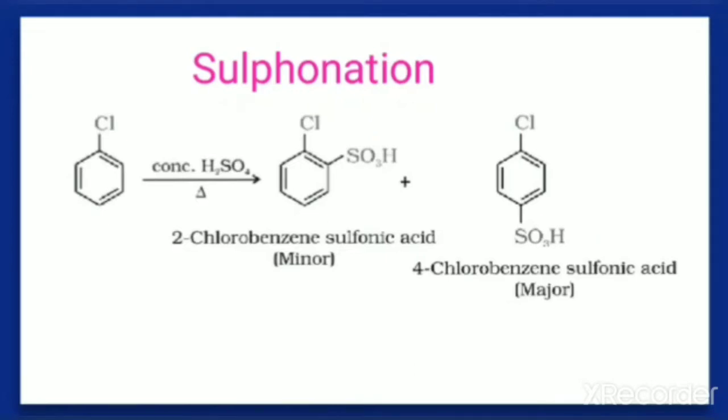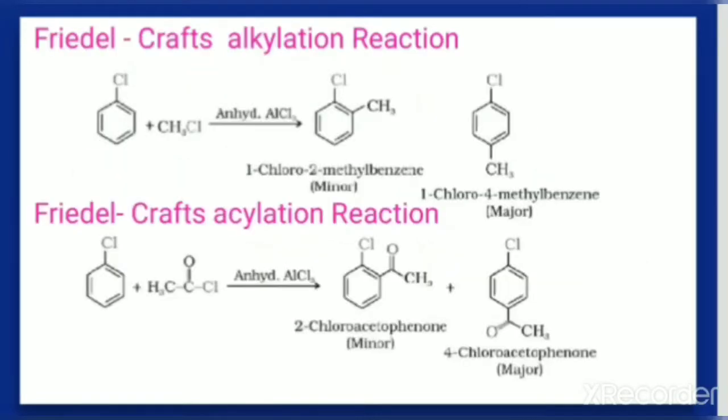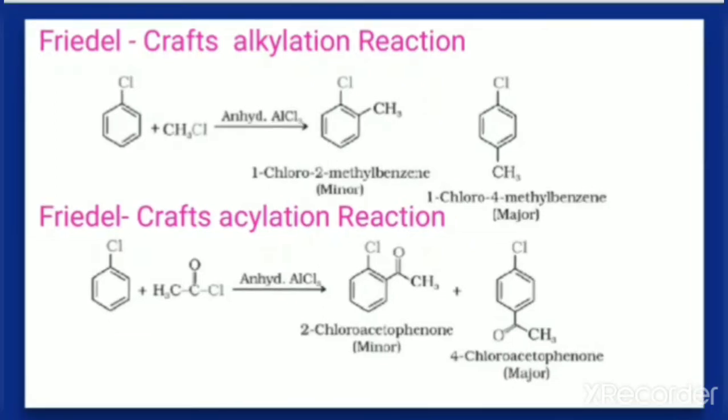Now, let us discuss the other reactions, which are name reactions called the Friedel-Crafts alkylation reaction. The other one is the Friedel-Crafts acylation reaction. This reaction is carried out by treating the haloarene with alkyl chloride. Let us discuss the first case, with alkyl chloride in the presence of anhydrous AlCl3, which acts as a catalyst here. It results in the formation of two products. One is at the ortho position, the other one is at the para position.